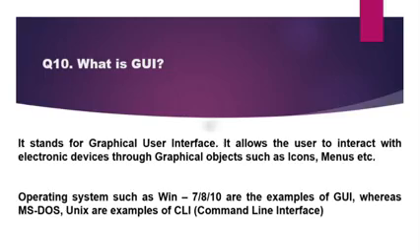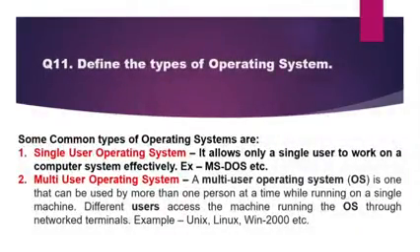Okay, come to question number 11. Define the types of operating system. So, some common types of operating systems are, first one is known as single user operating system. It allows only a single user to work on a computer system effectively. Example, MS-DOS, etc. Come to the second type, that is multi-user operating system.